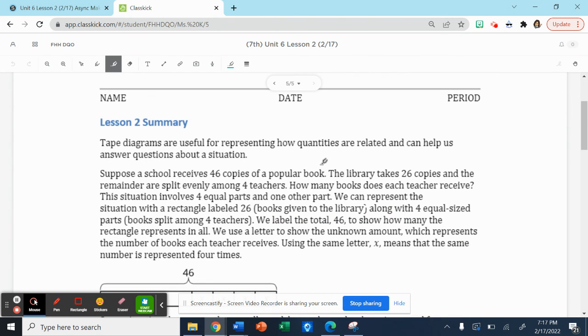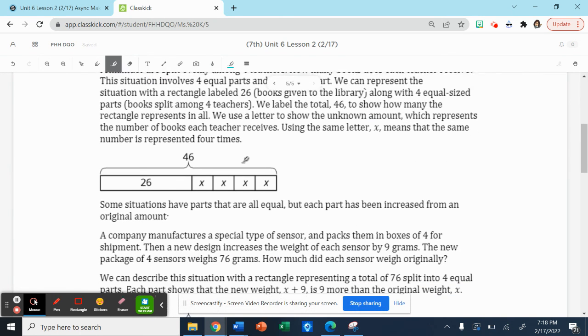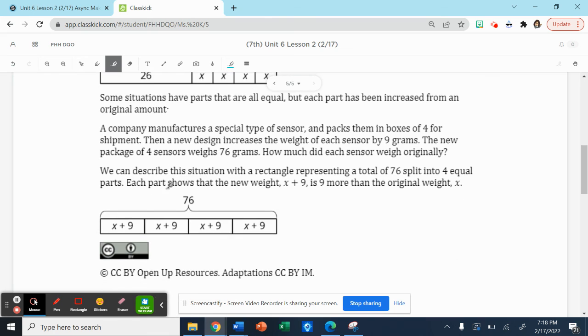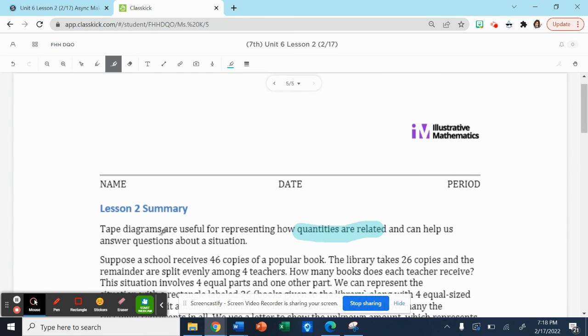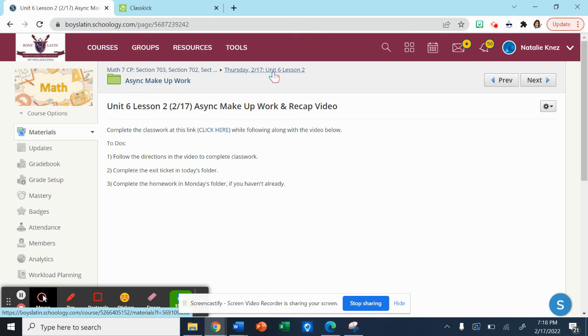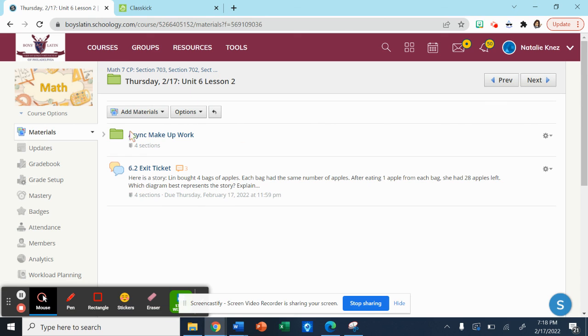Tape diagrams are useful for representing how quantities are related, and they can help us answer questions about a situation. There are 2 more examples here if you'd like to review. When you're finished with slide 4, you can head back to today's folder, and you'll want to complete the exit ticket that is in Thursday 2-17.